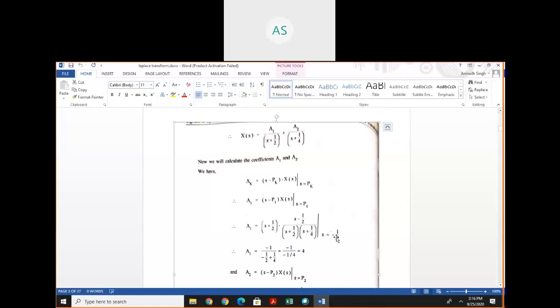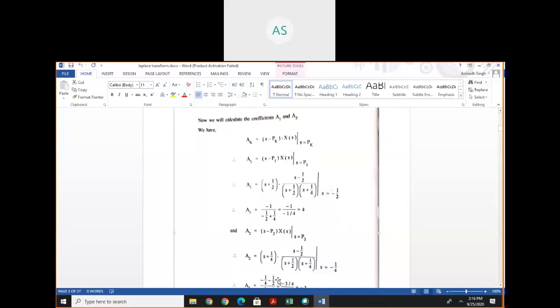a1 is equal to s plus half multiplied by X(s), at s is equal to minus half. This s plus half is cancelled out, and if we substitute the value of s equal to minus half, we get the value of a1 is 4. Similarly, we calculate the value of a2.